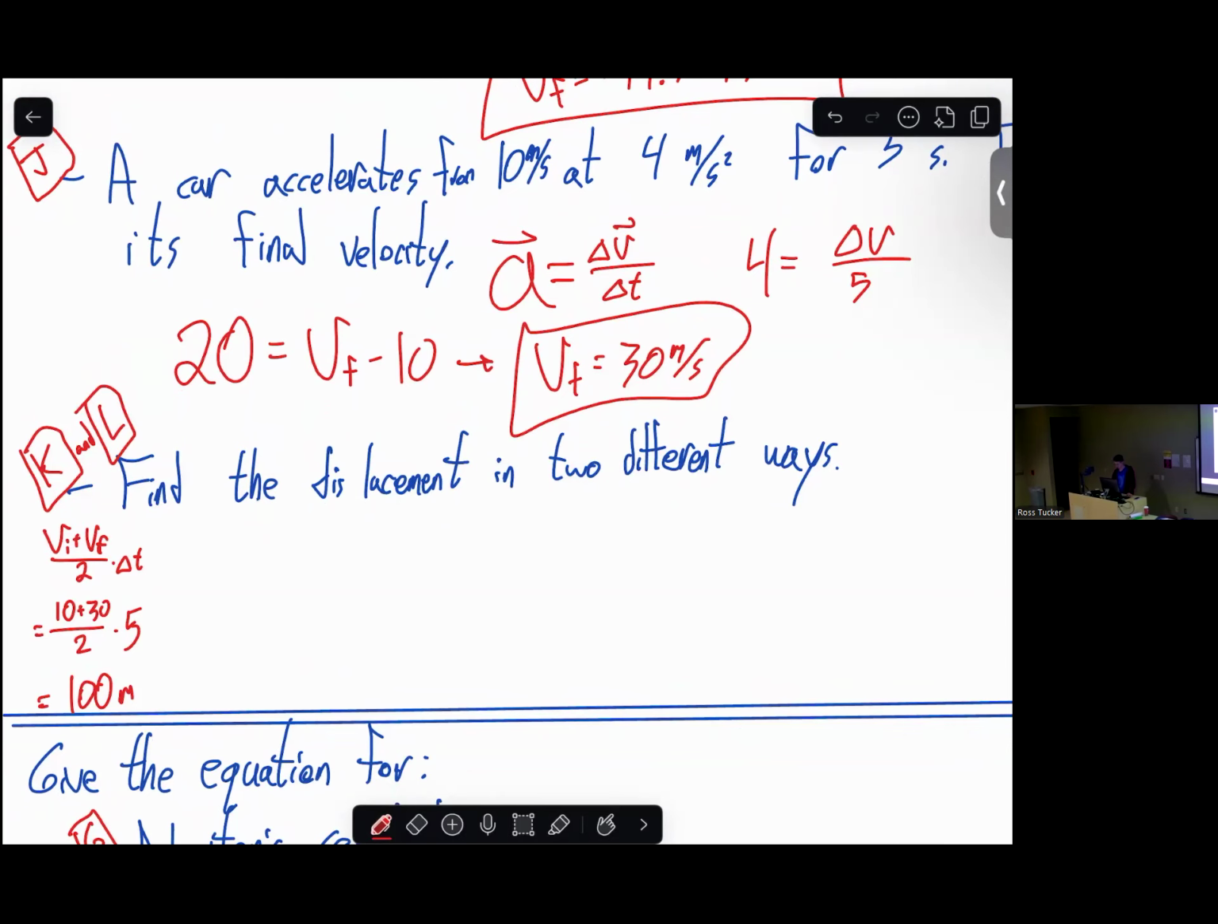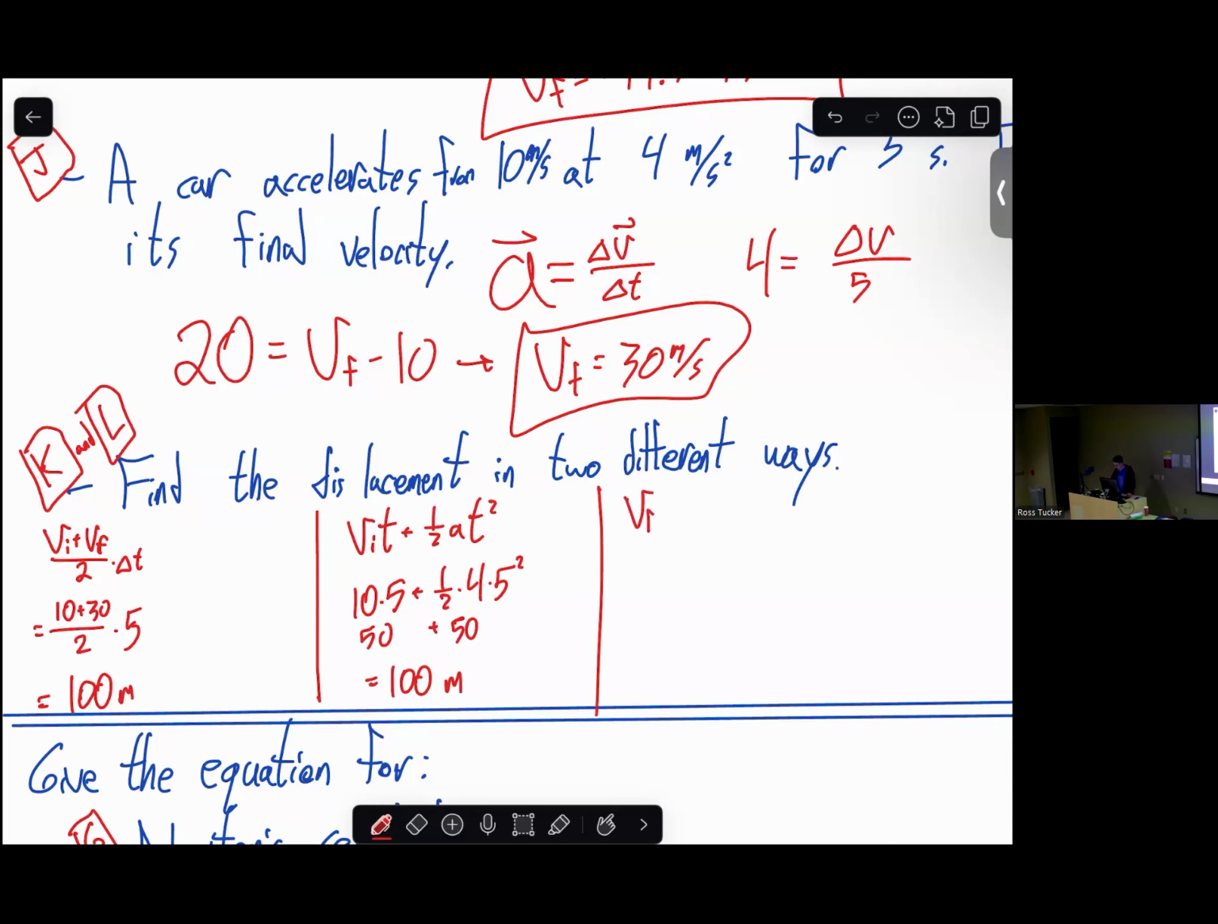Okay. Now the other methods must also give you 100 or physics is broken. Displacement is also equal to V initial times time step plus half A times time step squared. Well, let's see, I could just plug in. I know V initial. I know acceleration. I know final time. 10 times 5, 50. Half of 4 is 2. And 5 squared is 25. 2 times 25 is 50. Oh my God, it's like physics isn't broken or something.